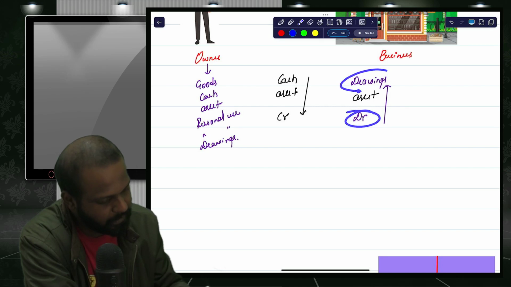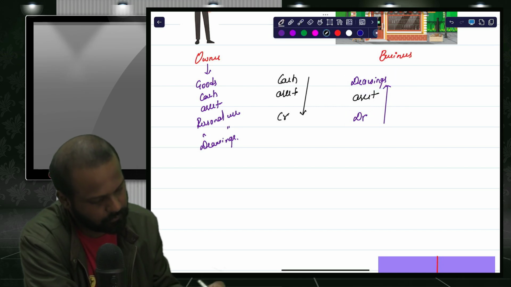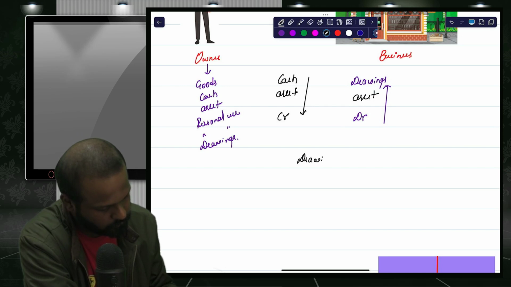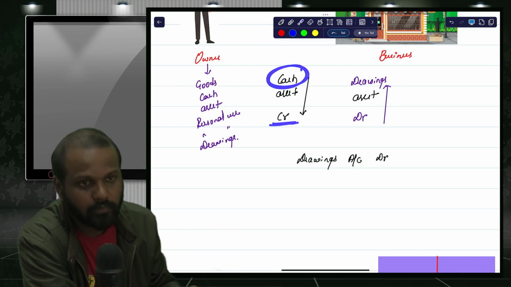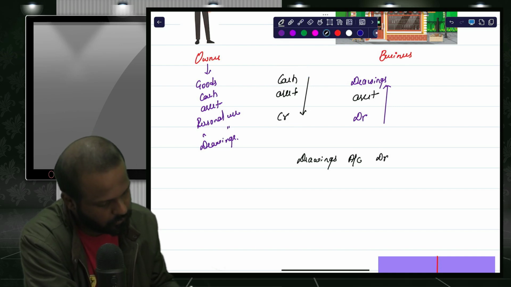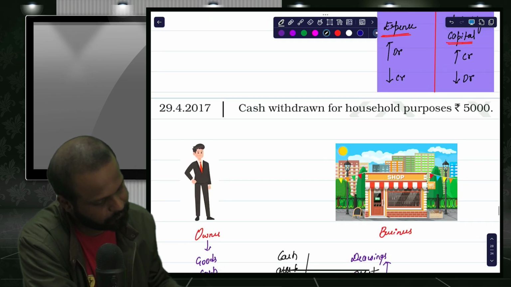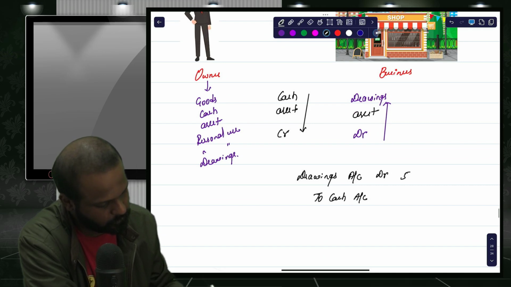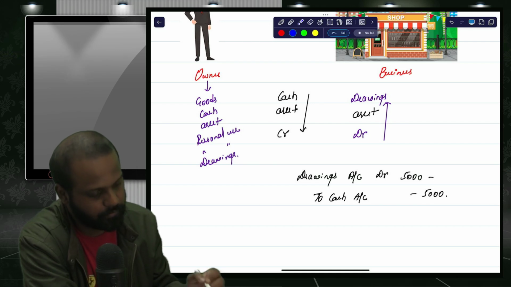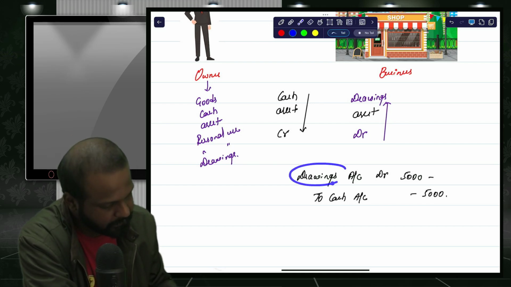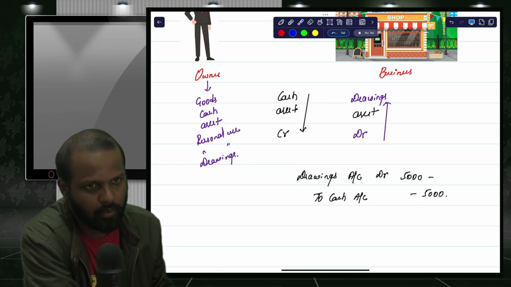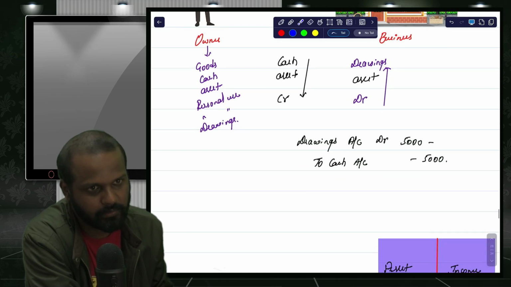So debit will be drawings. So drawings account debit, credit will be cash, to cash account 5,000. So entry is drawings account debit to cash account. Drawings means personal expenses. Money withdrawn for personal expenses is called drawings.